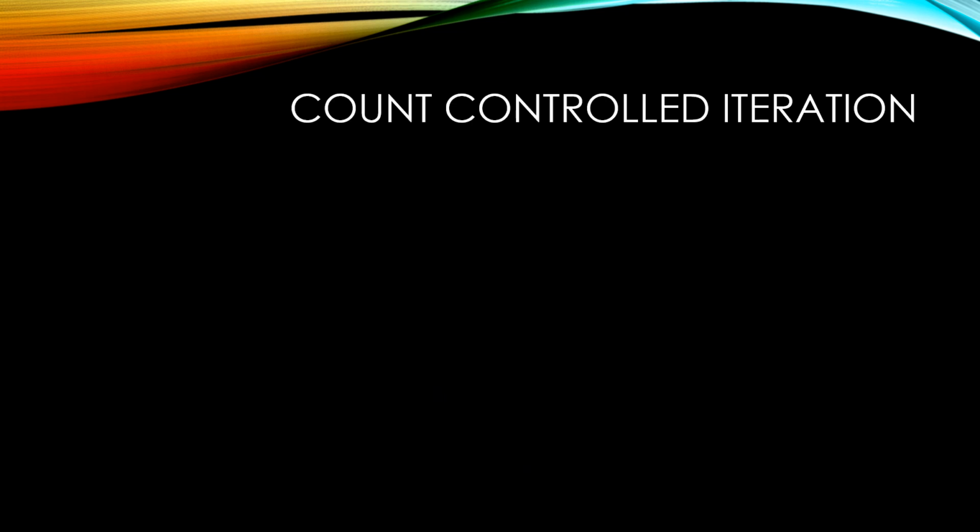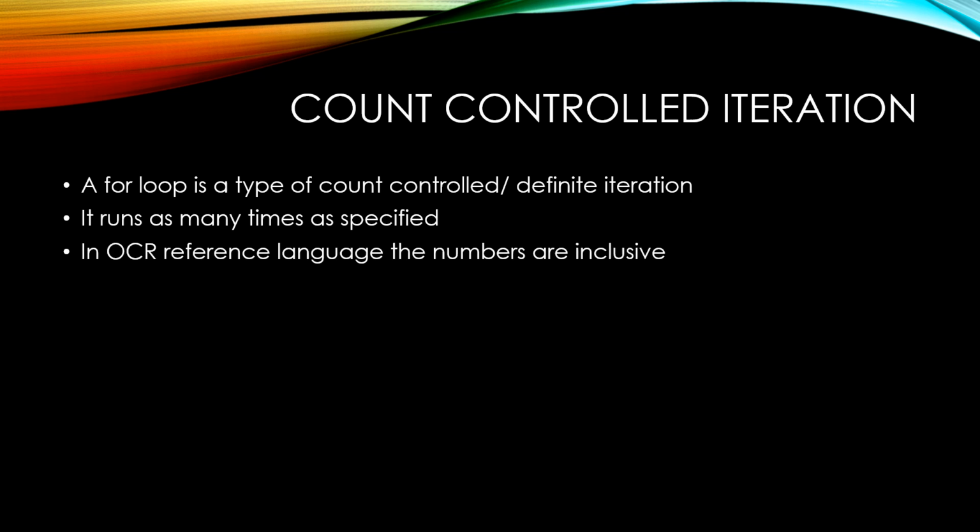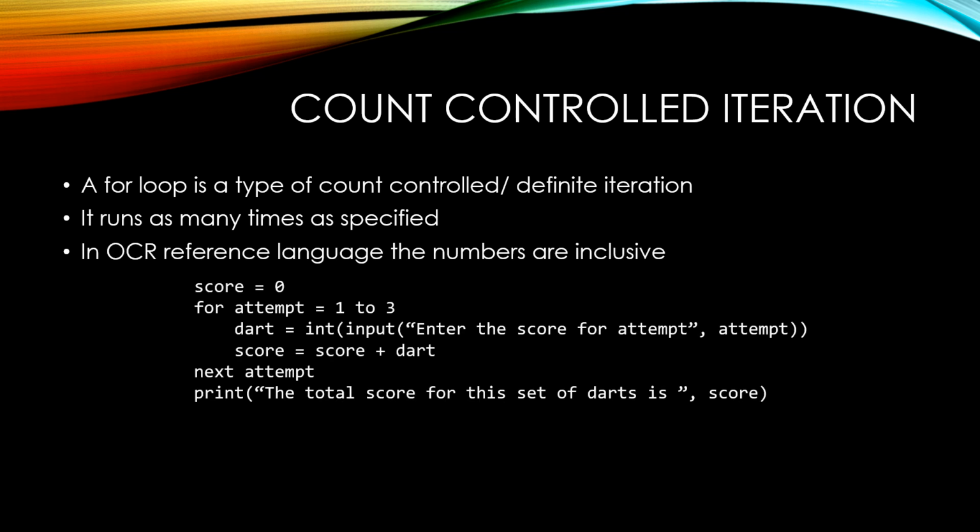A for loop is a type of count-controlled iteration. This is sometimes called definite iteration because we definitely know how many times it will run. It runs as many times as we specify in the for loop. In OCR reference language, the numbers are inclusive. So in this example below, for will take each value from 1 to 3 inclusive of the first and last values. This is slightly different to how it works in Python.